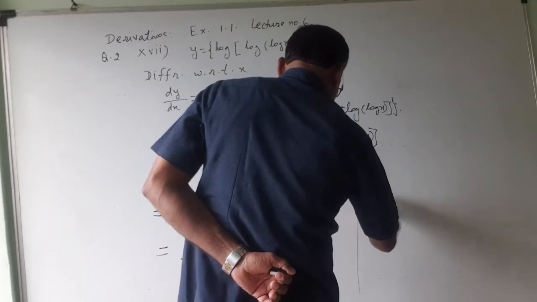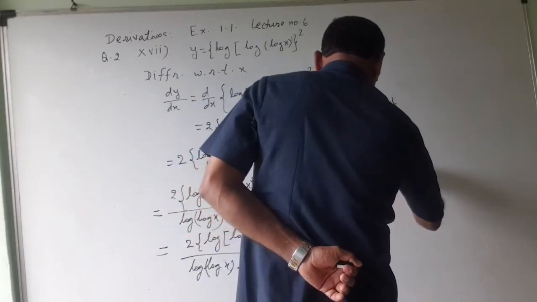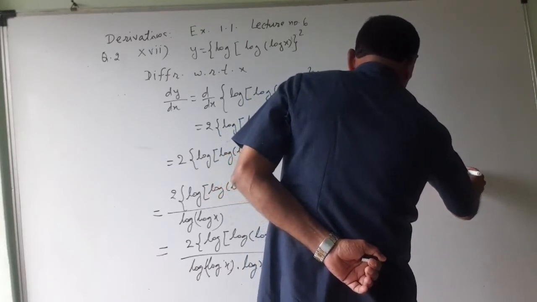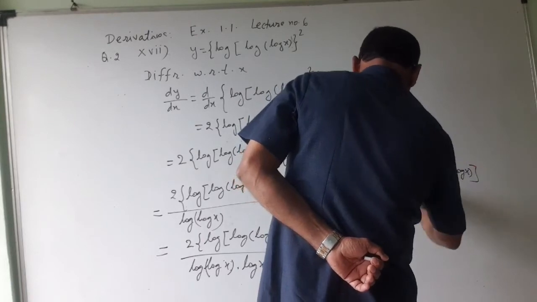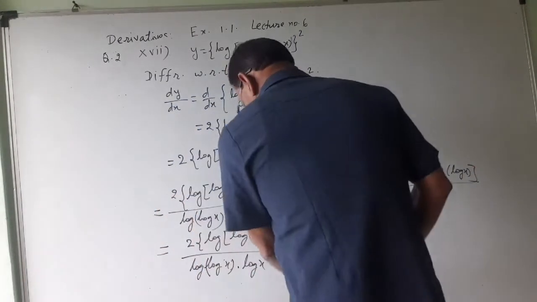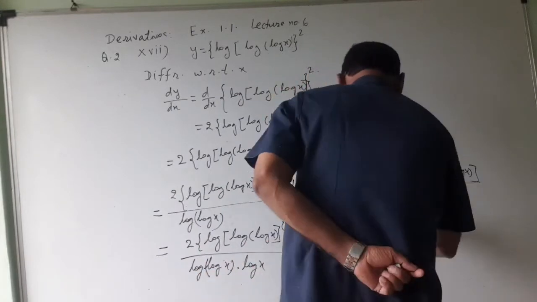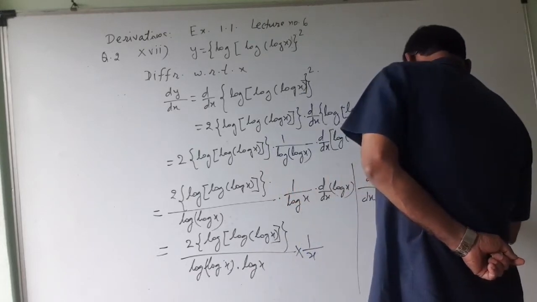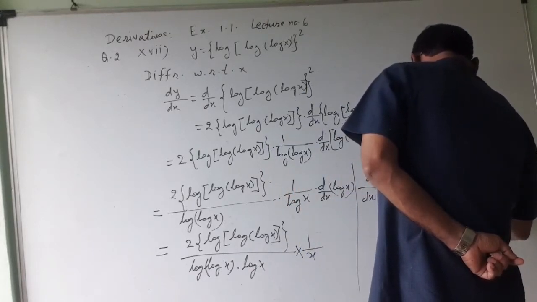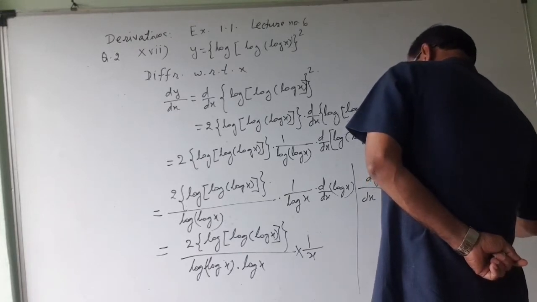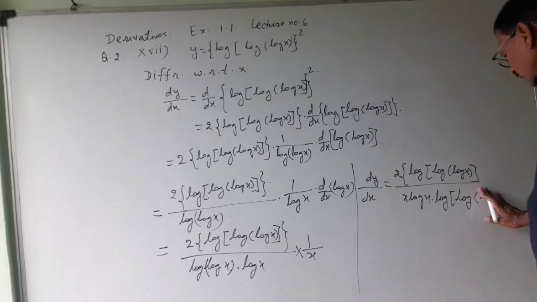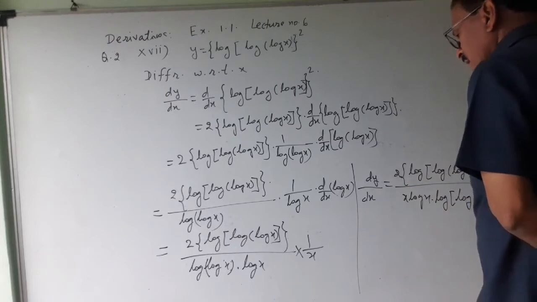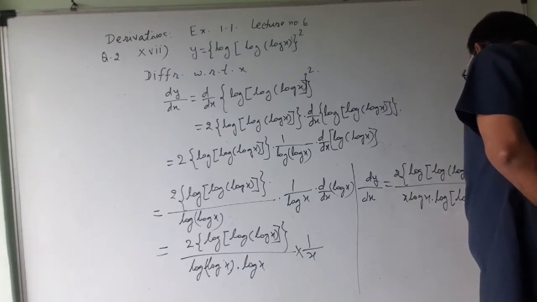dy by dx is equal to 2 log of log x upon x log x, into log of log x. This sequence I will write first and this I will write after. X log x, these two I have taken first, into log of log x. Is it written correctly? Yes. Log of log x.